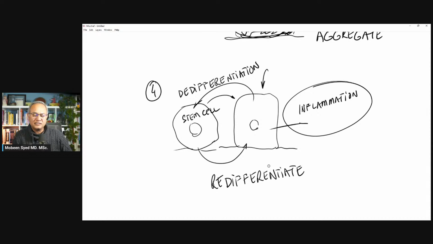Alexander says the human body has amazing self-repair ability. Absolutely.